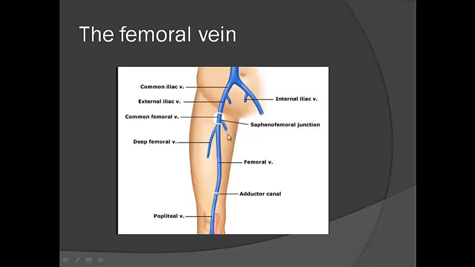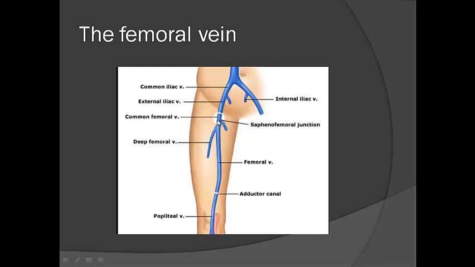Now the great saphenous vein is the superficial vein that passes up the medial side of the lower limb, and there's an opening in the deep fascia of the thigh called the saphenous opening. And when the great saphenous vein drains into the femoral vein, this happens within the saphenous opening. So the saphenous opening is there for the saphenous vein to drain into the femoral. And when the two meet, we call this the saphenofemoral junction.